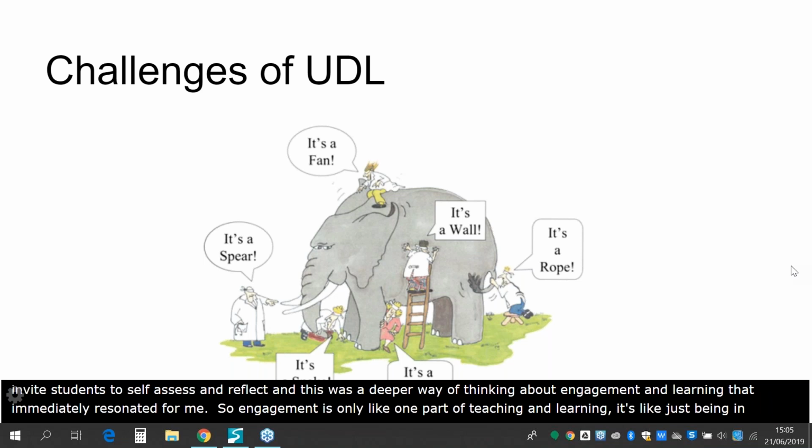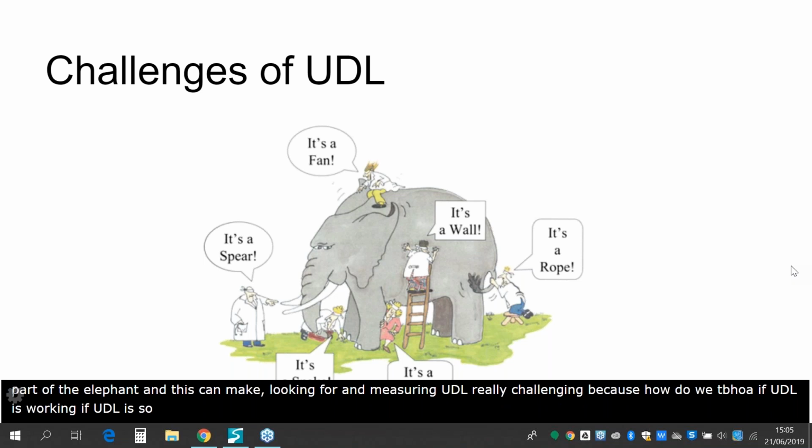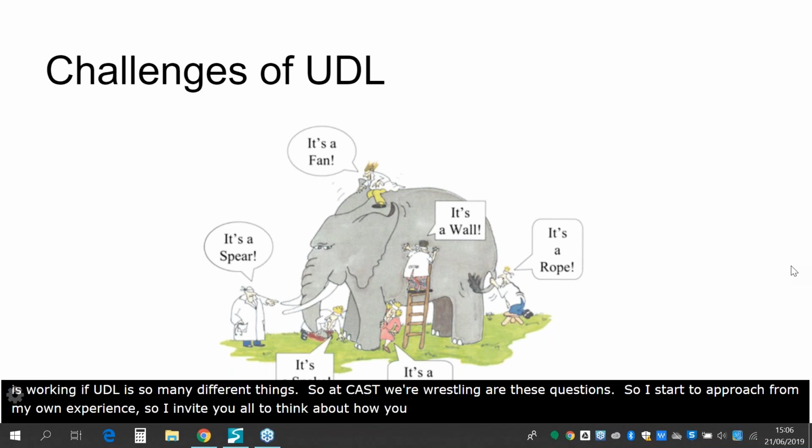This can make looking for and measuring UDL really challenging. How do we know if UDL is working if UDL is so many different things? At CAST, we are wrestling, as you all are, with these questions. When I get overwhelmed thinking about the giant elephant and all the different things that UDL can mean, I again approach from my own experience. So I invite you all to think about how you have started implementing UDL. And if you haven't started, maybe this story will help give you some ideas for how you could get started.